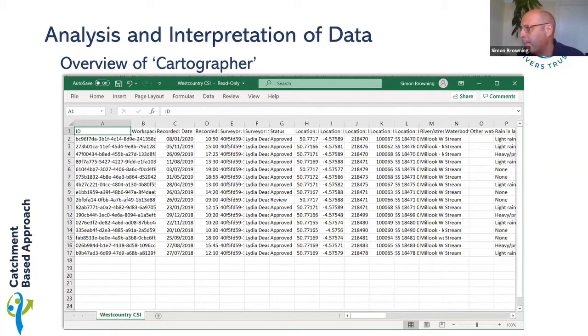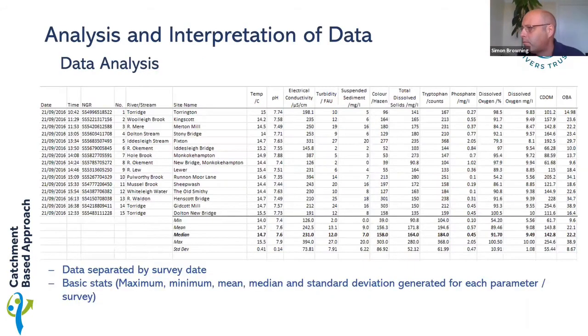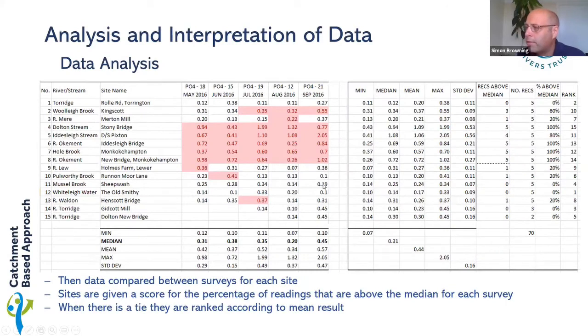So what we did, this is the freshwater pearl mussels analysis. And again, it comes down to what you're going to do with the data. We took all that data, split it up by survey, did some basic stats on it, and then ran through this process where for each site, we would basically highlight the number of times it appeared above the median for that survey. And this is a way of normalizing results across different conditions.